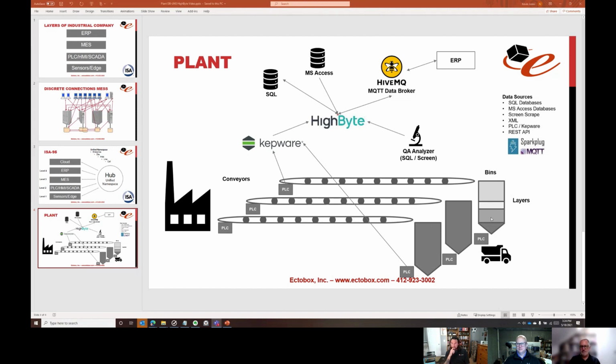And those bins have levels, and then the products are loaded into trucks and shipped out to customers. And we've got PLCs controlling the conveyors, PLCs doing some monitoring of the bins, have some technology, if you will, on the QA analyzer, and then you've got all these other data sources. So kind of walk through how this solution works, given what you've said, and then let's get into the models with HighByte, which is a really key piece of this whole thing too.